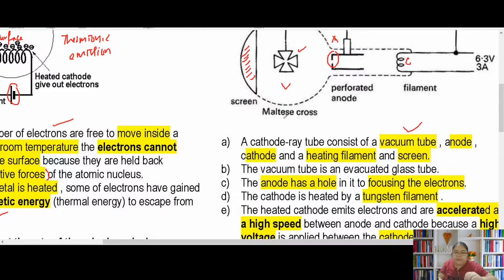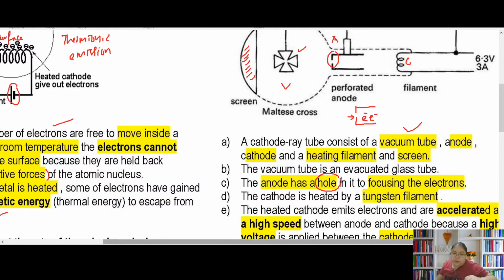Okay, C, anode. Can you see the anode center? It has a small hole. They never block it all, they just draw it like this, the small hole. What is this hole for? This hole is for the electron to move through, to focus the electron to go in a straight line. So this is the function of this hole. Okay, D, the cathode is heated by the tungsten filament. We use the tungsten filament because tungsten is a good conductor and produces more electrons. Okay, now we go to E.